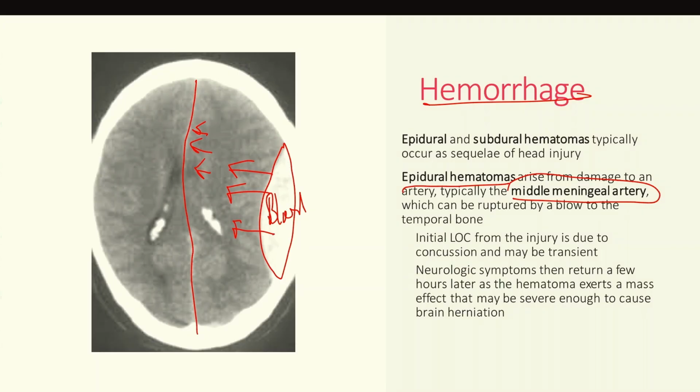Okay, on the side of the head, it's very easily broken, so when people get hit in the head really hard with trauma, you can tear that middle meningeal artery very easily, causing an epidural hematoma.